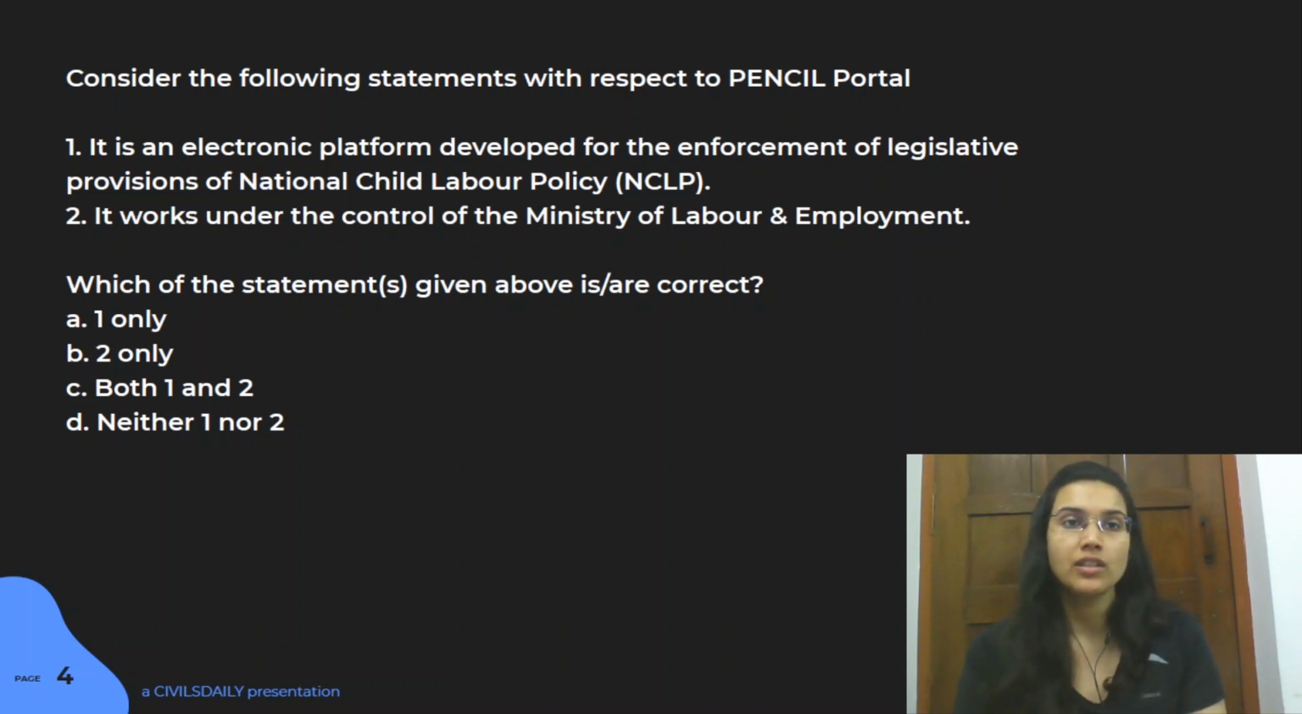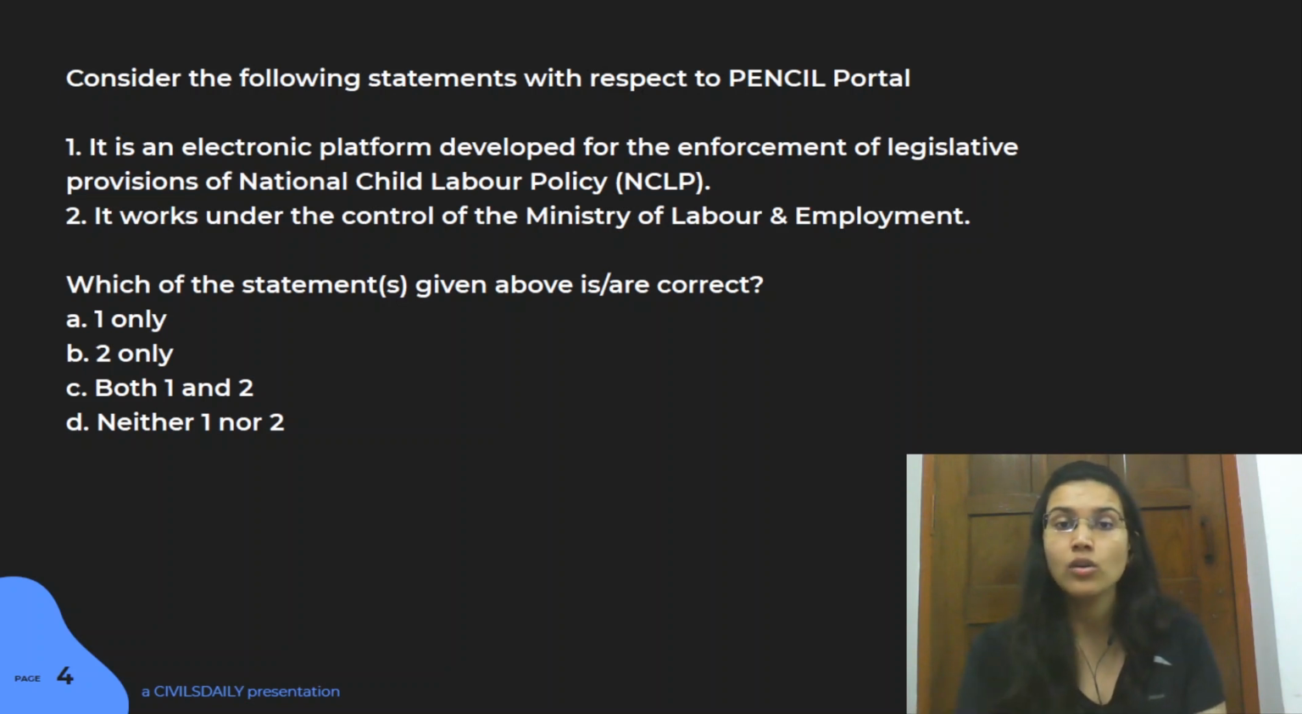So the first statement here is dealing with what this particular platform is about. I've actually told you, so it should be easy, that it is an electronic platform developed for enforcement of legislative provisions of national child labor policy. This statement is absolutely right. Next statement is that it works under the control of Ministry of Labour and Employment. Now, I just mentioned that Smriti Irani, the Union Minister for Women and Child Development, had appealed to the people. But make no mistake here, it's not under that particular ministry. The ministry which controls this portal is again your Union Ministry for Labour and Employment. So this statement is also right. The answer here is C.